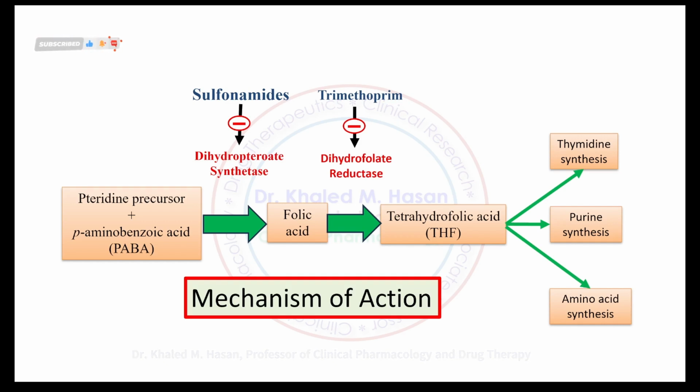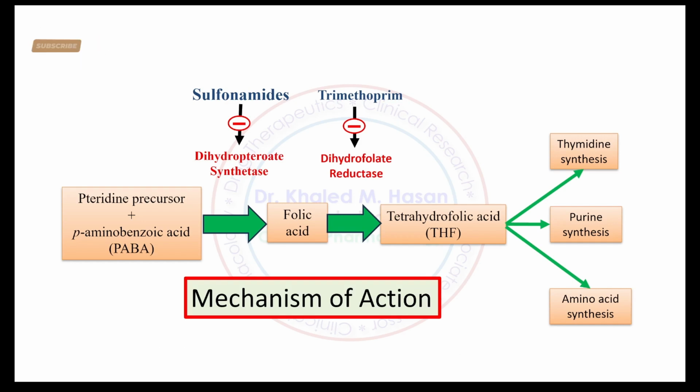If we look at the synthesis and production of folic acid in the bacteria, this is the pathway. The bacteria, different from human cells, use materials to synthesize folic acid. On the other hand, the human body uses the folic acid already in the diet and in food, so we don't synthesize folic acid in our system. This is the difference between bacterial and human cells.